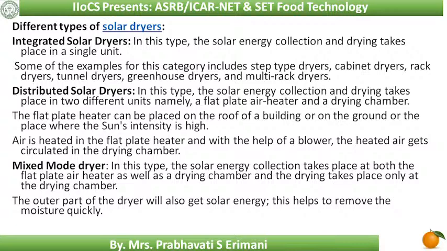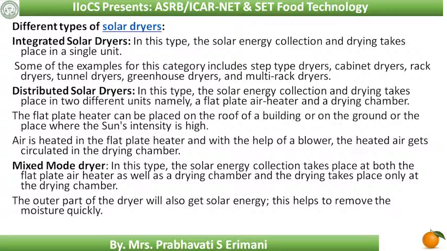Here, air is heated in the flat plate heater in the distributed solar dryer, and with the help of a blower the heated air gets circulated in the drying chamber. In the integrated type, everything happens in a single unit only. Here there are two units: the flat plate air heater and the drying chamber.